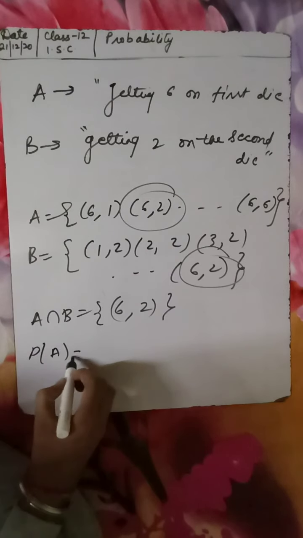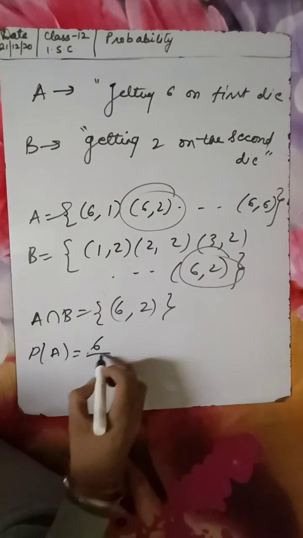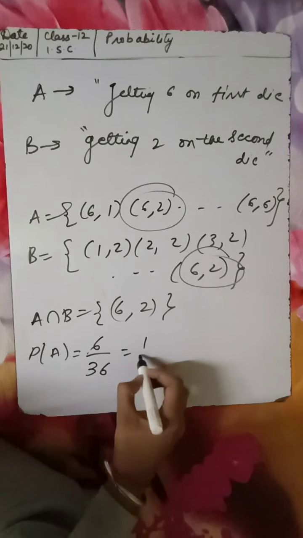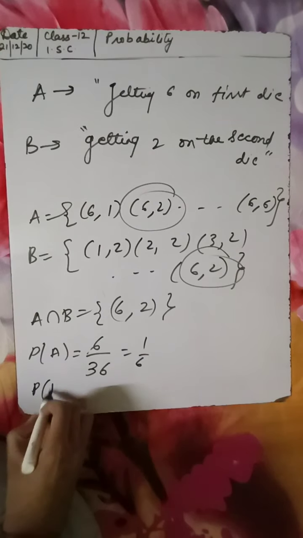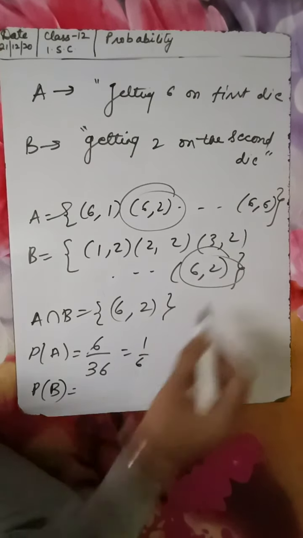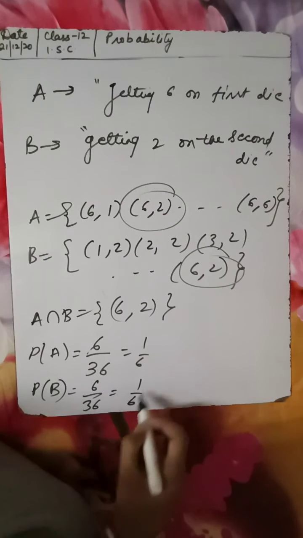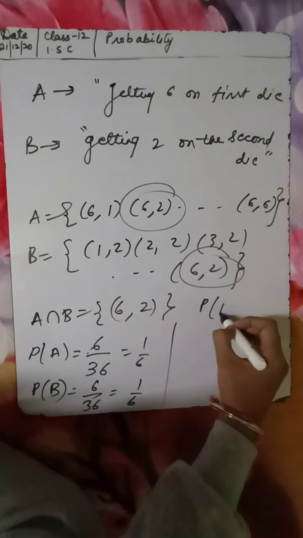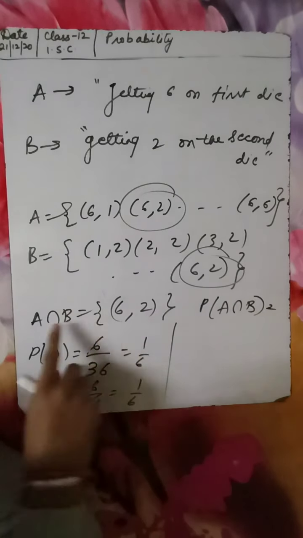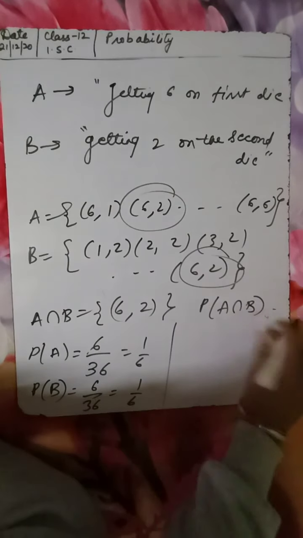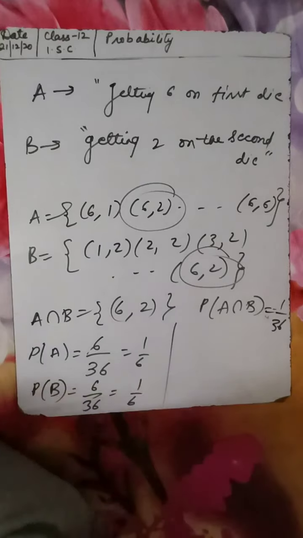What will be the probability of A? There are total 6 and we have the total outcome 36, so 1 upon 6 we are getting. Keep it. What will be the probability of B? There are total 6, so again 6 upon 36, 1 upon 6. Calculate probability of A intersection B. There is only one pair and total 36, so 1 upon 36.